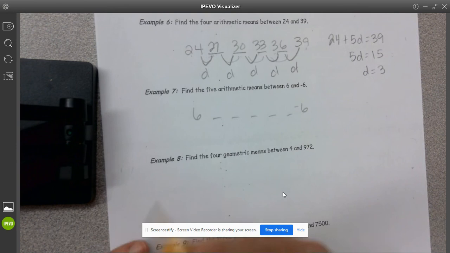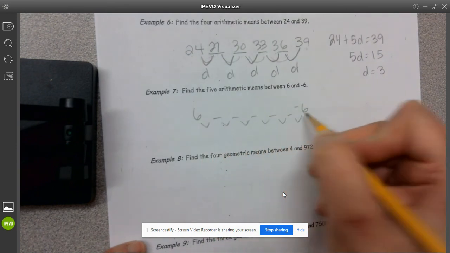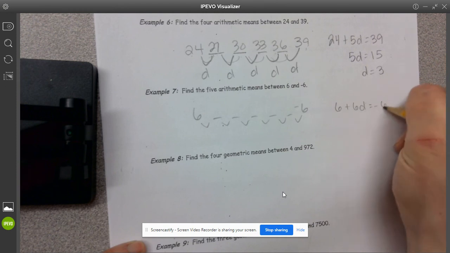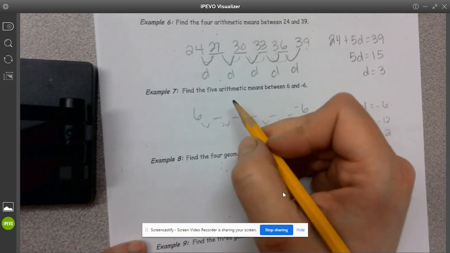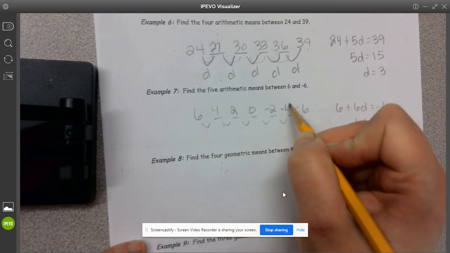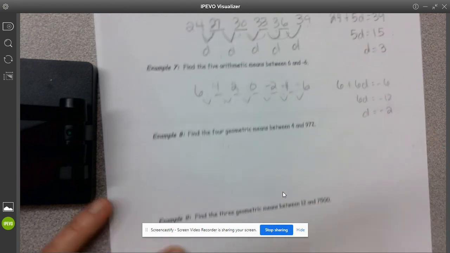Pause the video. So we have 6 common differences if I have 5 numbers. That means your common difference ends up being a -2. Therefore, your numbers are 4, 2, 0, -2, -4. And make sure that jump is still a -2. You don't just put some number and it doesn't work out.